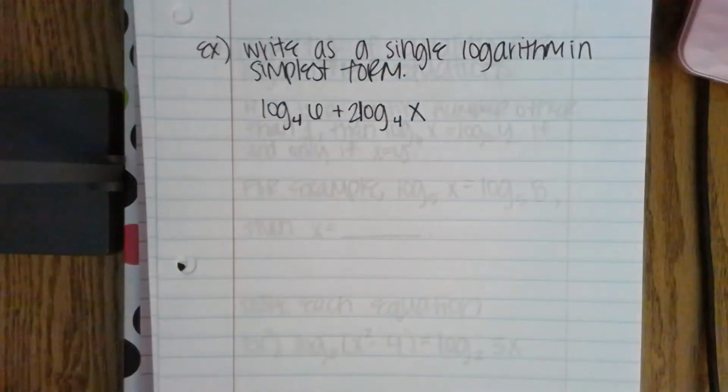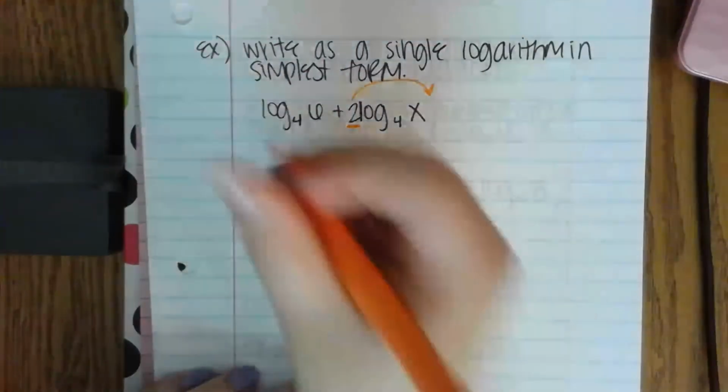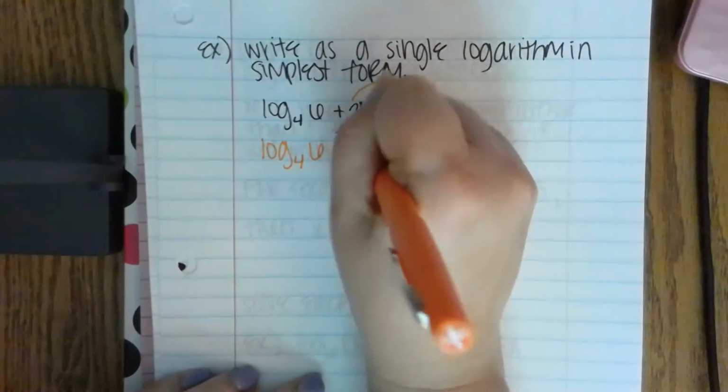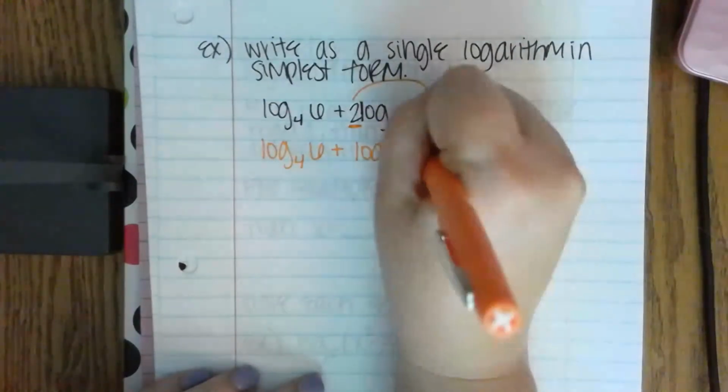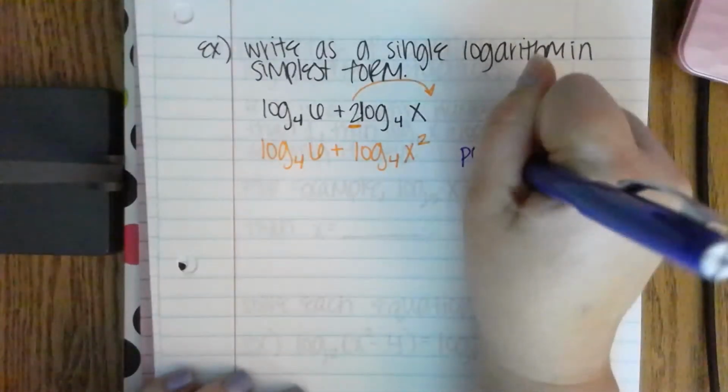Now, we're going to write as a single logarithm in simplest form. Alright, so we've got two things happening here. We've got a plus and we've got a power property. I'm going to take care of the power property first. So I'm going to take care of this part first. Log base 4 of 6 plus log base 4 of x squared. So again, that was my power property.